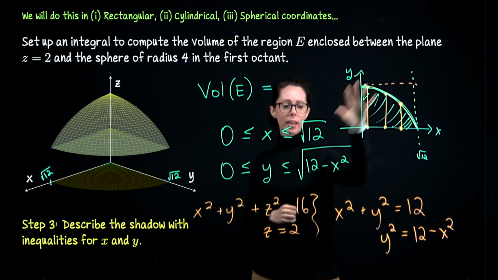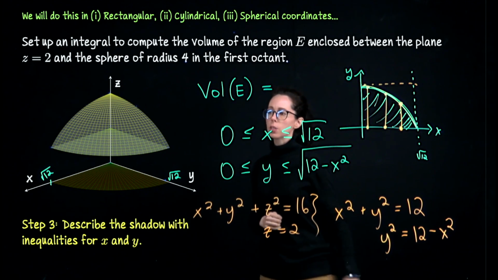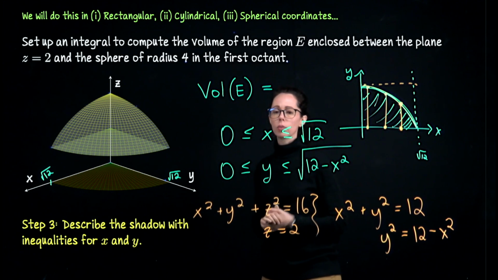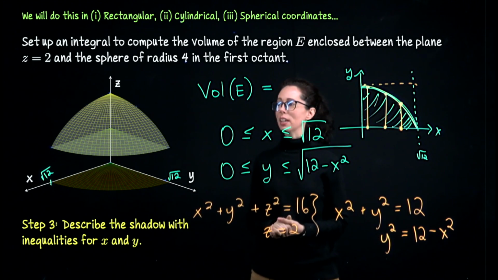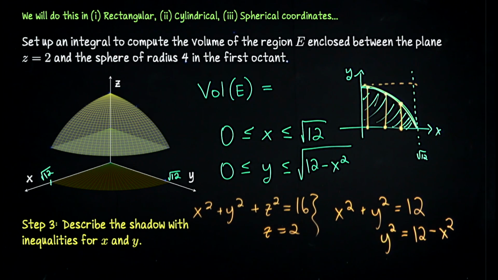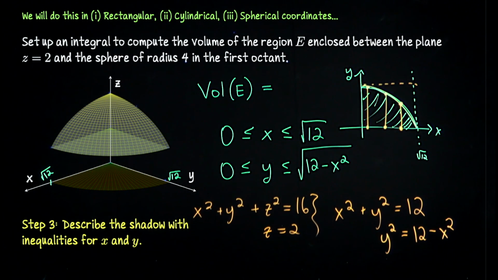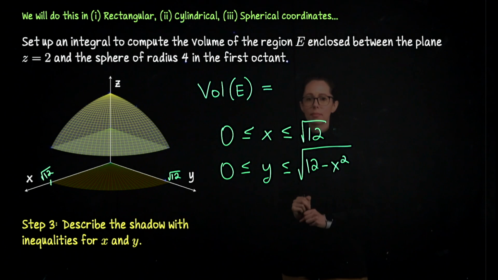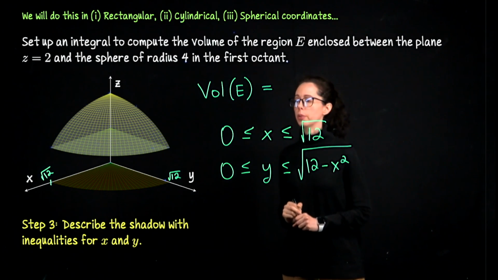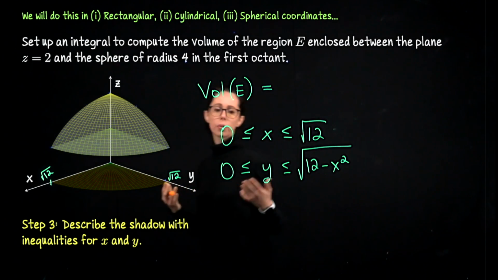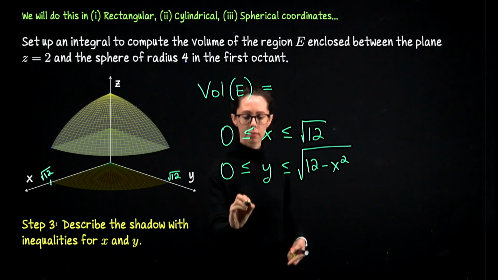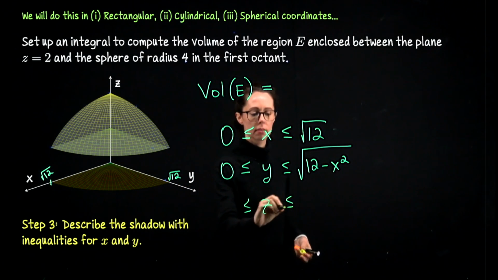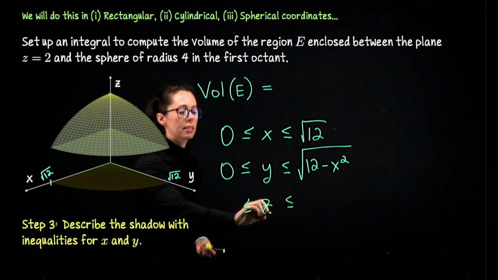Okay, let me step aside and I'm going to erase all of this. I'll keep this actually, but I'll erase this, and we will then look at the right inequalities for z. To finish our description for the region E with inequalities, we need to also give inequalities for z.